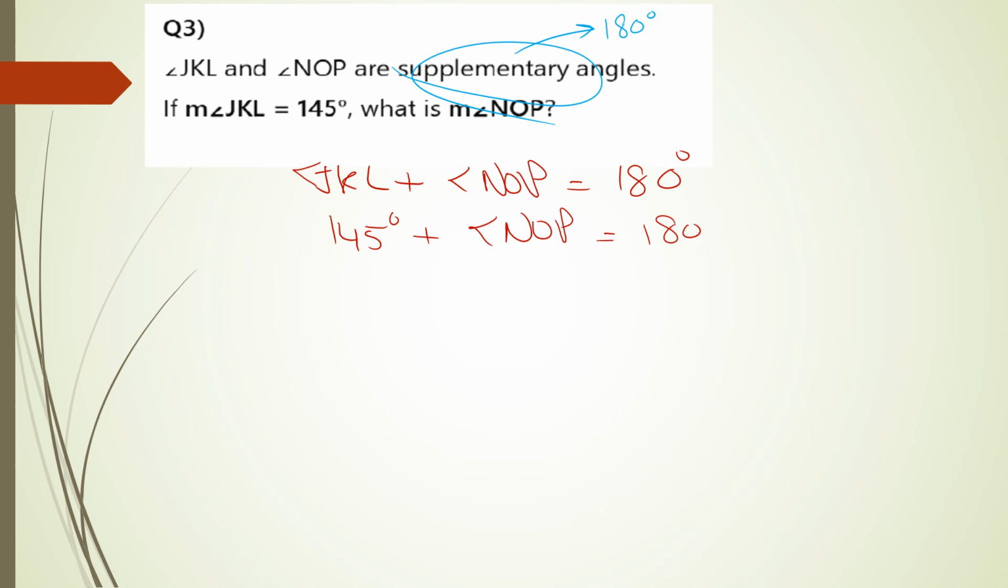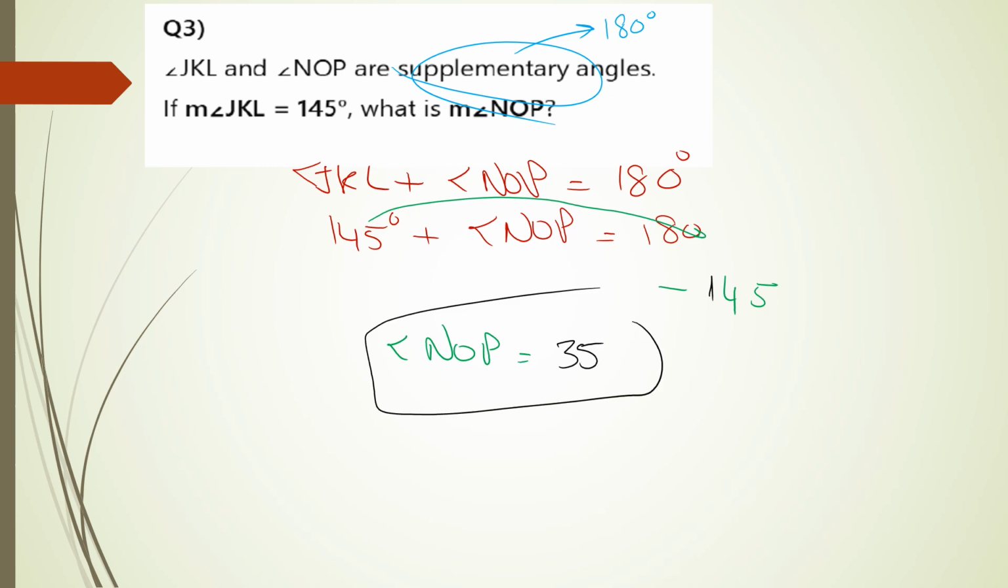Bring the 145 on the other side, it will give you minus 145. So angle NOP equals to 180 minus 145 gives you 35. Now, if you add up 35 and 145, you will get 180 degree.